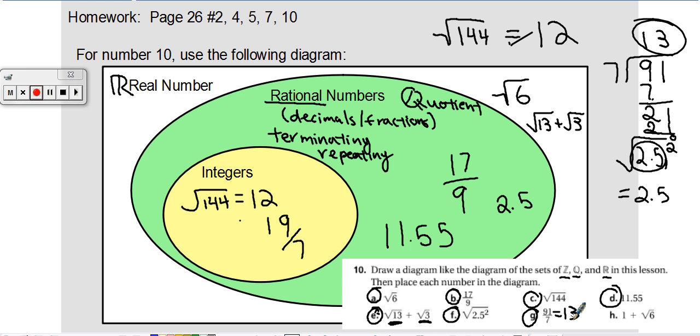And last but not least, 1 plus radical 6. I have an irrational number and I am adding it to a rational number. Guess what? That still gives you an irrational number. So 1 plus root 6 just goes under real number.